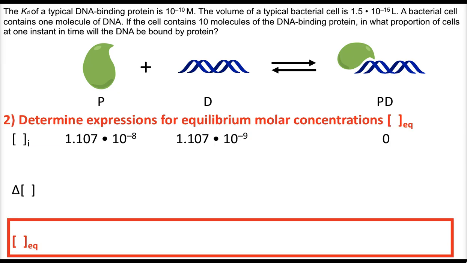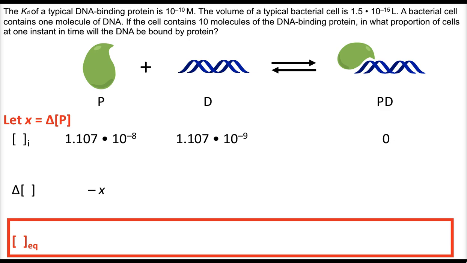Next, I need to determine expressions for the equilibrium molar concentrations of the products and reactants. Since I'm not explicitly given this information, I'll need to define a variable. I'll call x my change in protein concentration. How do I find the change in DNA concentration from that? Recall that the protein and DNA react with one another in a 1-to-1 mole-to-mole ratio and produce 1 mole of product. That is, if the protein concentration drops by an amount x, the DNA concentration must also decrease by that same amount.